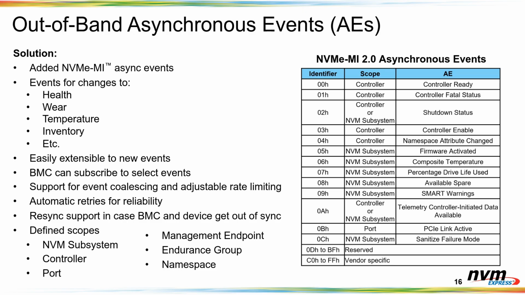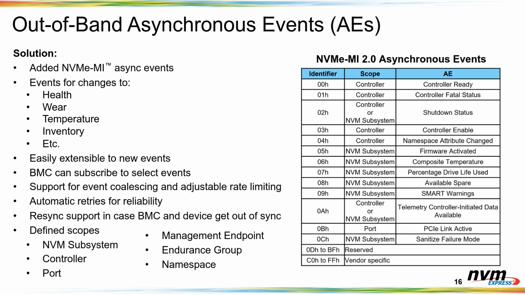You'd simply select a new identifier from the range of reserved identifiers, define the scope of the event, and define the trigger condition for the event. And speaking of the scope, the defined scopes are listed at the bottom of the page. Depending on the scope, additional data may be included in the asynchronous event message that the NVMe device sends to the BMC. So for example, if the async event is controller scoped or namespace scoped, etc., then the async event includes an identifier that identifies which controller or namespace is associated with the event.